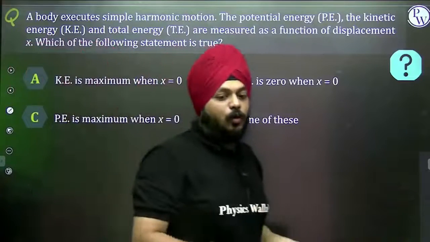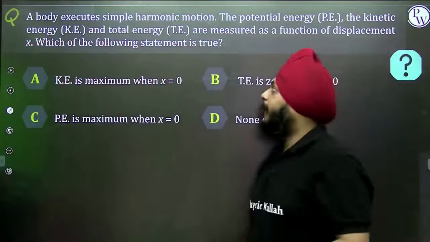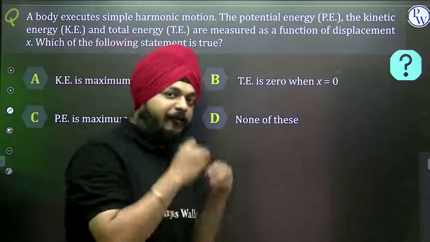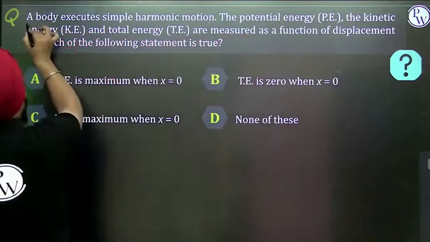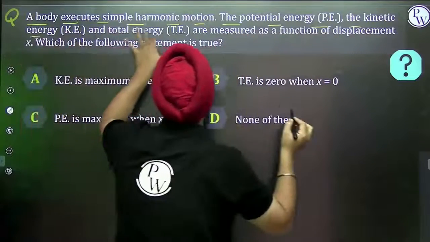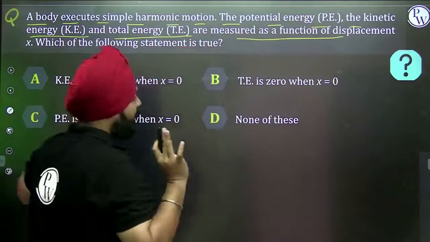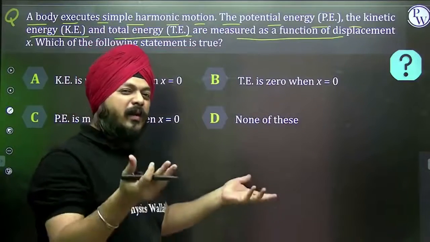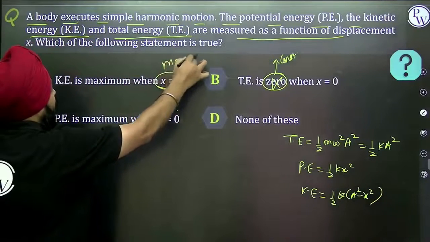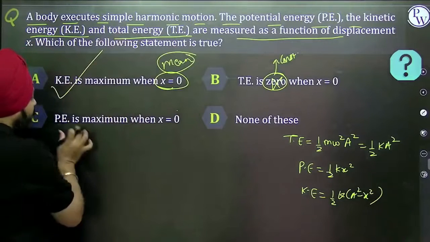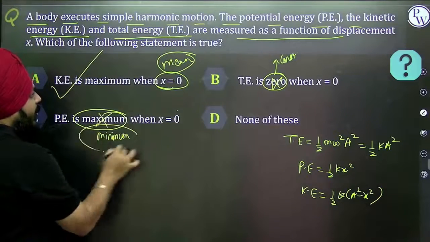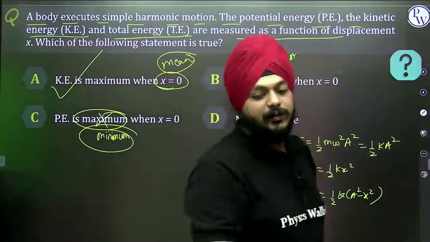A body executes simple harmonic motion. Whatever comes into the questions that I have delivered in front of you, everything. A body executes simple harmonic motion. The potential energy, the kinetic energy, and the total energy are measured as a function of displacement. At mean position, x is equal to 0, right? At mean position, the kinetic energy is maximum. Potential energy is minimum at the mean position, and total energy is constant at all points.